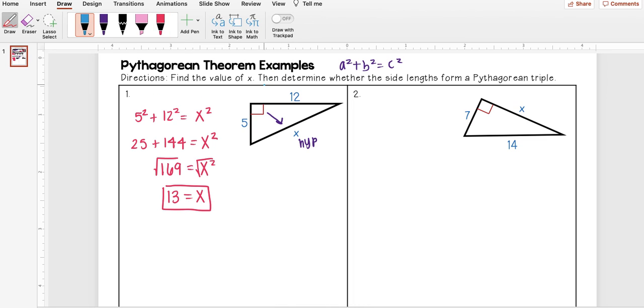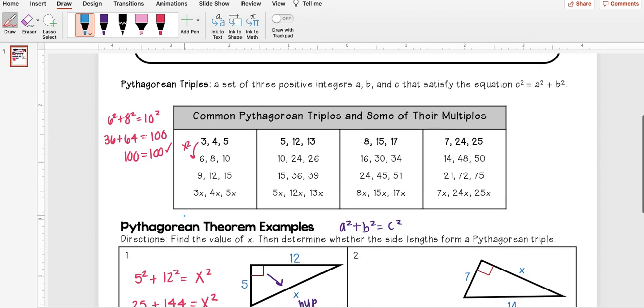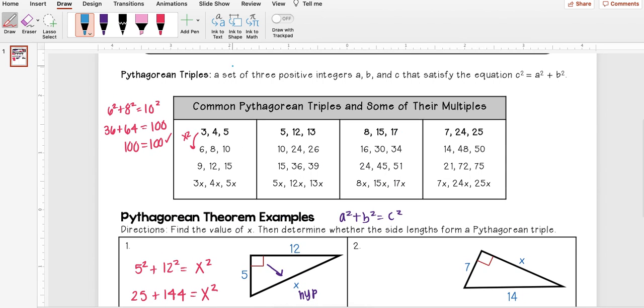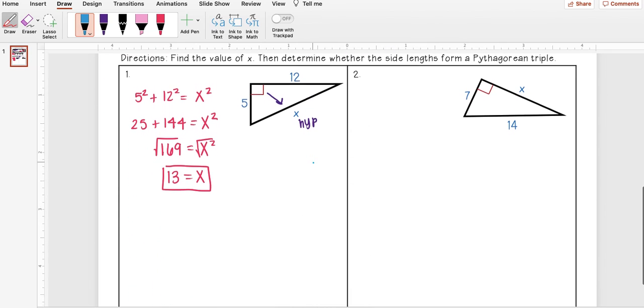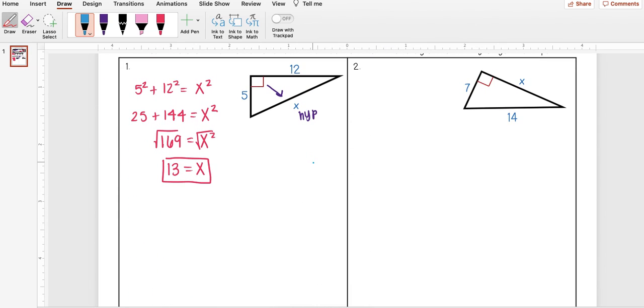And then the second part of my question asked me to determine whether the side lengths form a Pythagorean triple. Well, my side lengths are now 5, 12, and 13. And I see that's actually the top one right up here. But even if you didn't have this table with you, if you end up with all integers, so there's no fractions, no decimals, no radicals, nothing like that, it's going to be a Pythagorean triple. So the answer here is yes, 5, 12, 13.